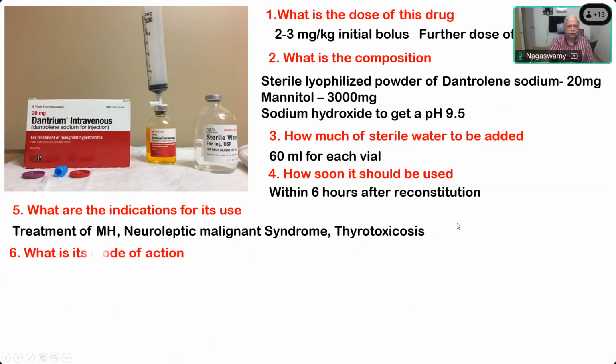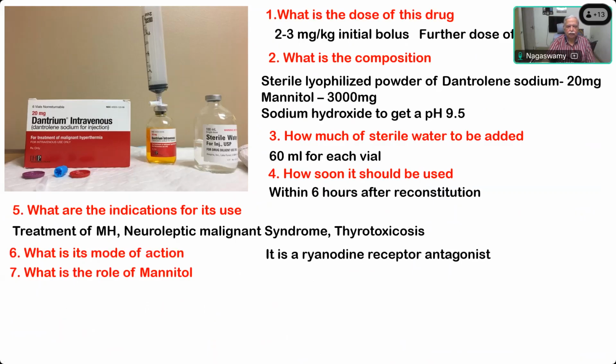Okay. What is the mode of action? Ryanodine receptor. It will inhibit the receptor. Okay. So it is a ryanodine receptor antagonist. What is the role of mannitol in this? It maintains the tonicity. Solubility, sir. Helps to make dantrolene water soluble. Very good.